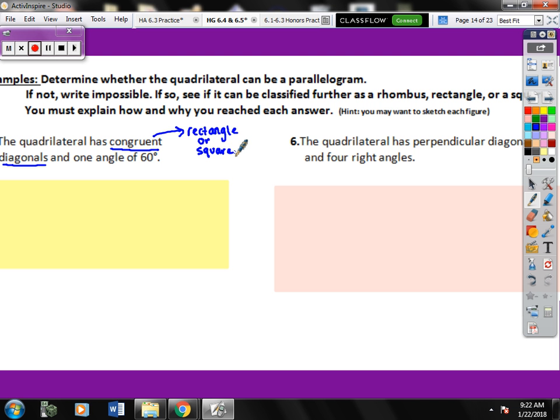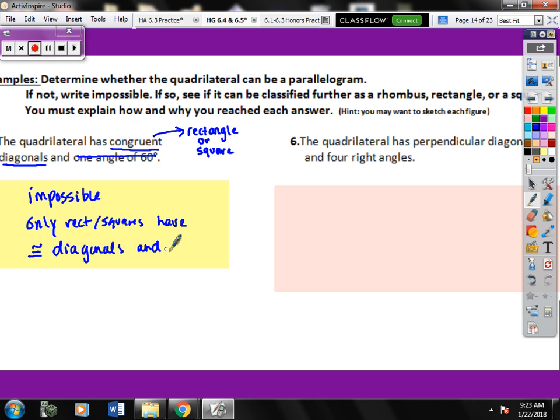Can a rectangle or a square have a 60-degree angle? No. Has to be 90. It is talking about one of the four angles, not like that if they're cut in half or anything. So this is impossible. Only rectangles and squares have congruent diagonals. And each angle would be 90.